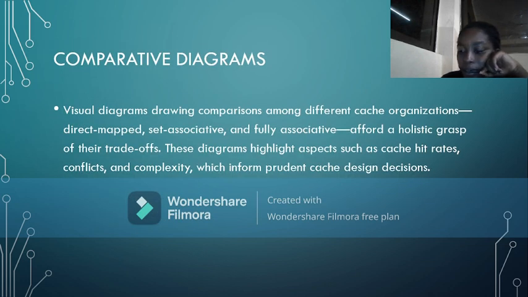Comparative diagram. Visual diagrams drawing comparison among different cache organizations, direct mapped, set associative, and fully associative, afford a holistic grasp of their trade-offs. This diagram highlights aspects such as cache hit rate, conflicts and complexity, which inform prudent cache design decisions.